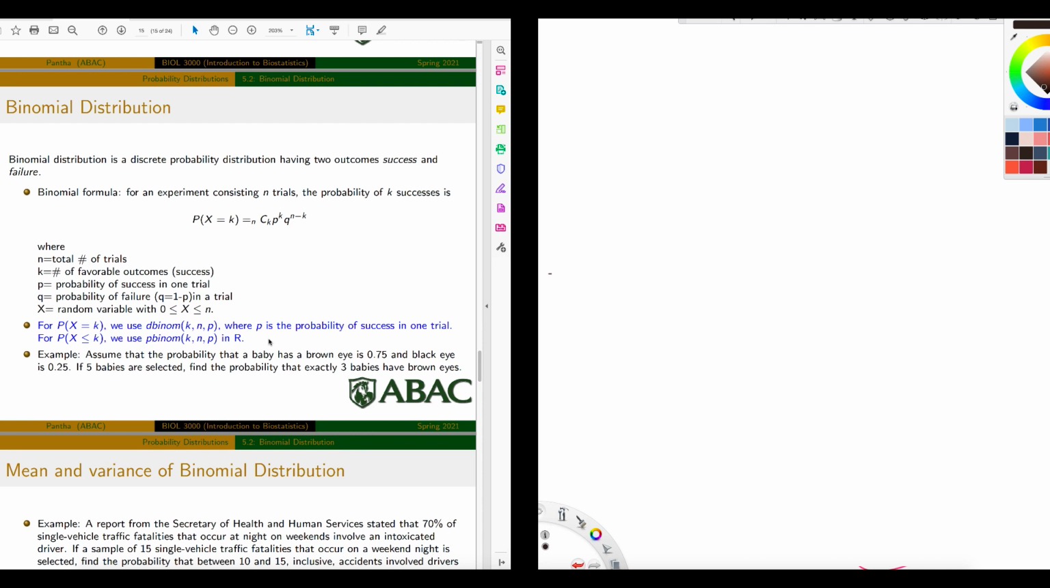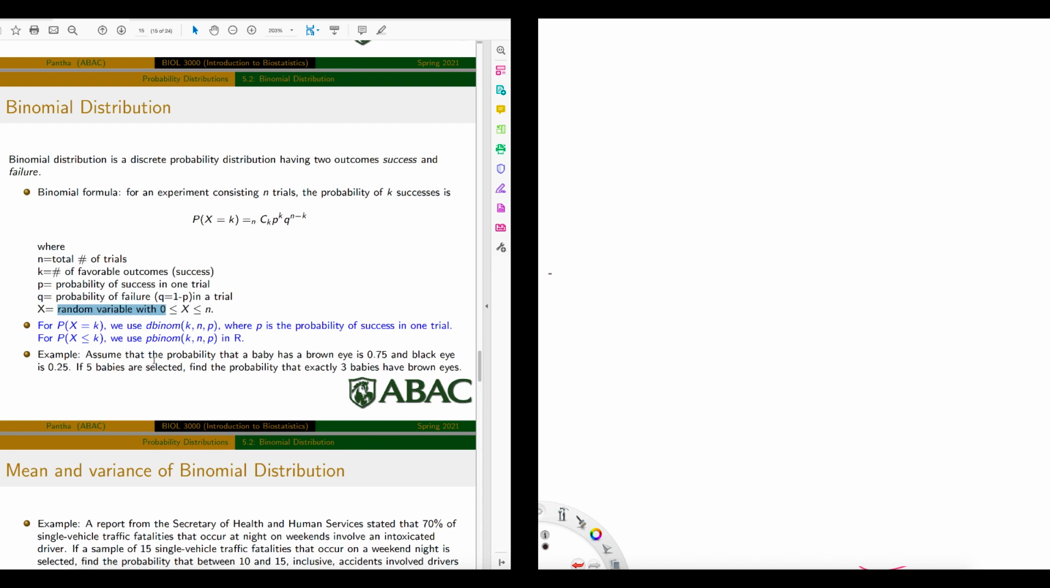So in a binomial probability distribution, x is the random variable, p is the probability of success in a single trial, and q is 1 minus p. So if you want to find 5 successes, that k will be 5. n will be the total number of trials, okay, and so on. Let us do this example and then things will be clear, okay?